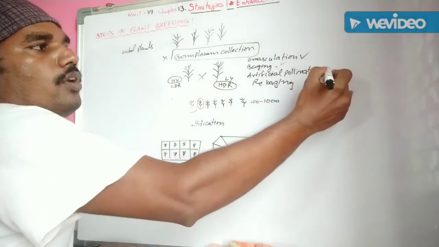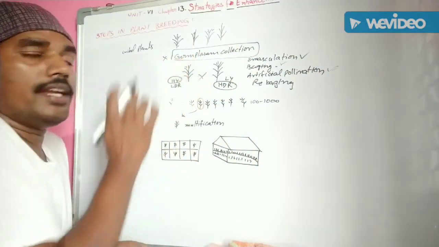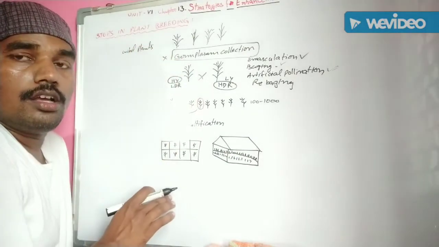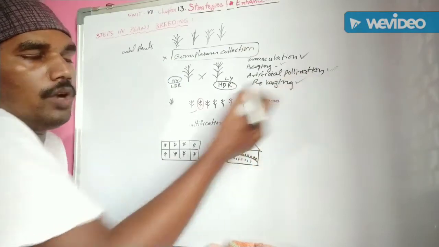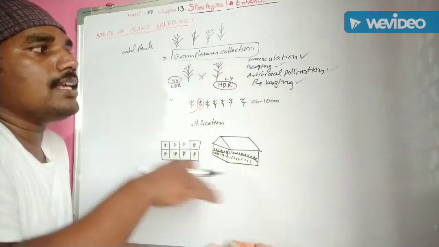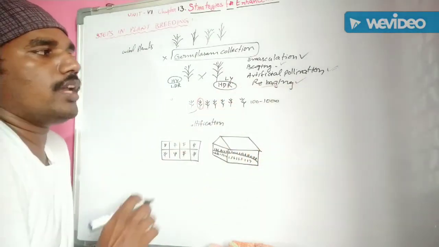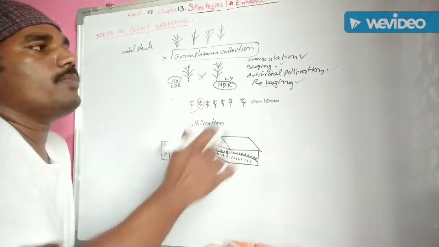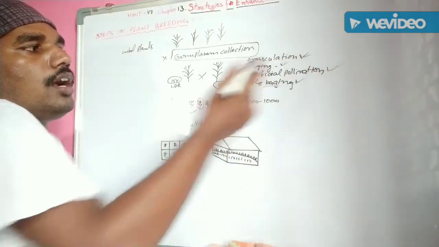After artificial pollination, other pollen grains should not reach the stigma of this parental plant. Hence, we protect the stigma with a polythene bag. The bag is covered on the stigma again. This is known as rebagging. So the artificial hybridization program is maintained through emasculation, bagging, artificial pollination, and rebagging.